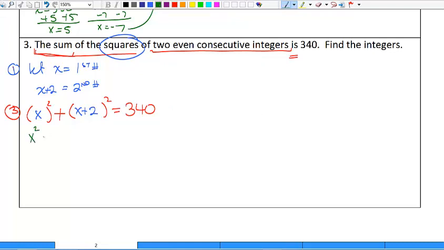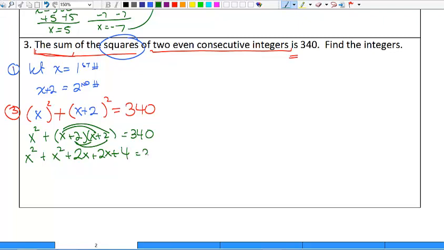Next, I'm going to distribute the x plus 2 binomial squared. I really can't do that in my head unless you've memorized the formula for it. Otherwise, you'll miss the middle term. So I'm just going to go ahead and write it out longhand: x squared plus 2x plus 2x plus 4. Add like terms, I'm getting 2x squared plus 4x plus 4 equals 340.